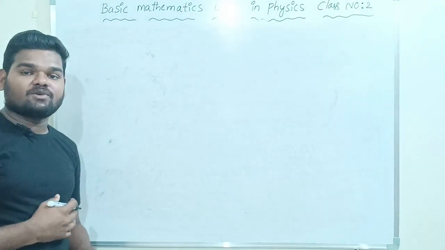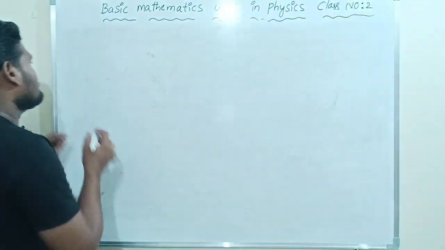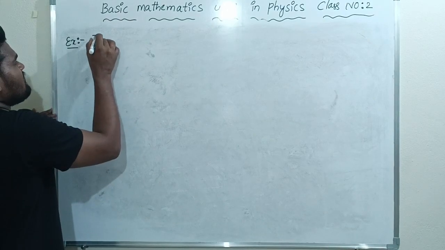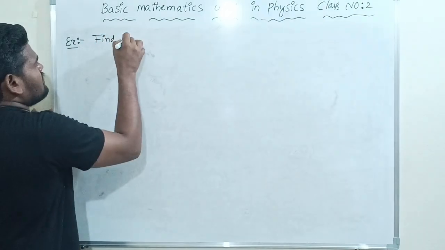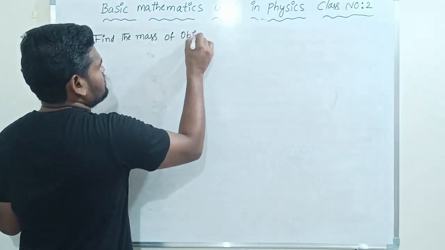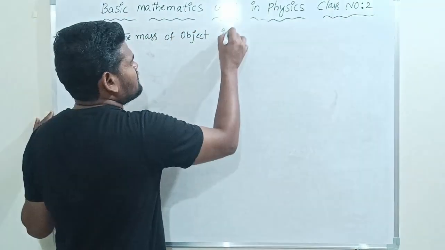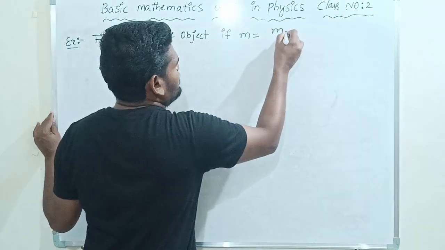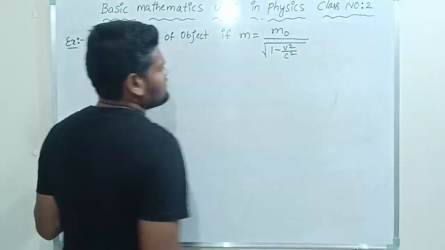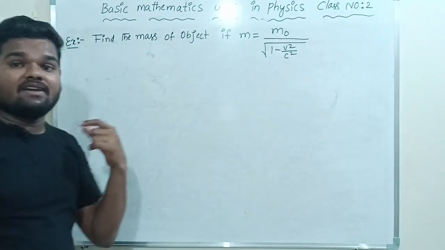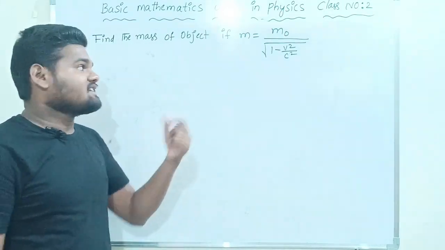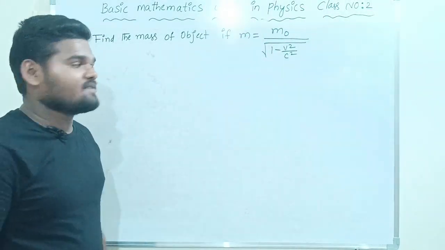Example problem related to physics in this concept. Find out the mass of an object if m is equal to m naught by under root of 1 minus v square by c square. This equation is valid when the object is moving with relativistic velocity, that means nearly equal to light velocity.